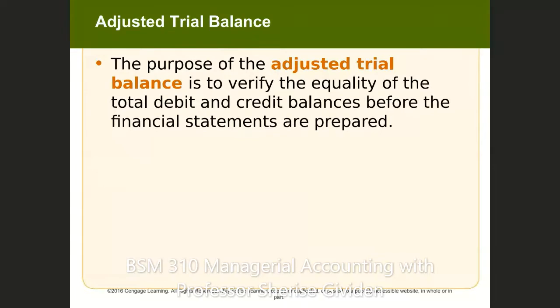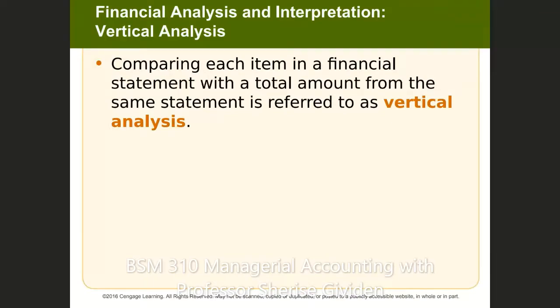The purpose of the adjusted trial balance is to verify the equality of the total debit and credit balances before the financial statements are prepared. Comparing each item in a financial statement with a total amount from the statement is referred to as vertical analysis, which you do a lot. We just don't necessarily call it vertical analysis.